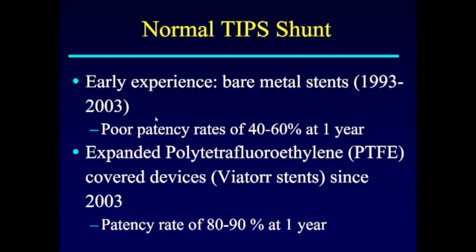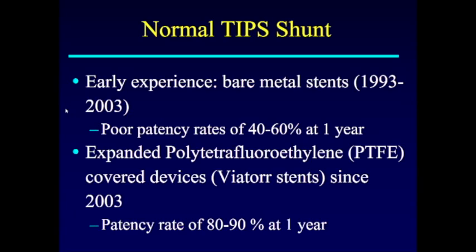So let's look at a normal TIPS shunt. The early experience started in the early 90s. So the early experience is that 1 decade between 1993 and 2003. The shunts that were used were bare metallic shunts. They were a great success, but they only had a patency rate of about 40 to 60% at 1 year.